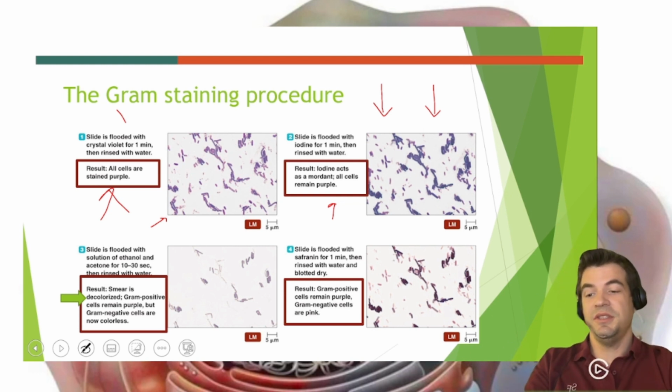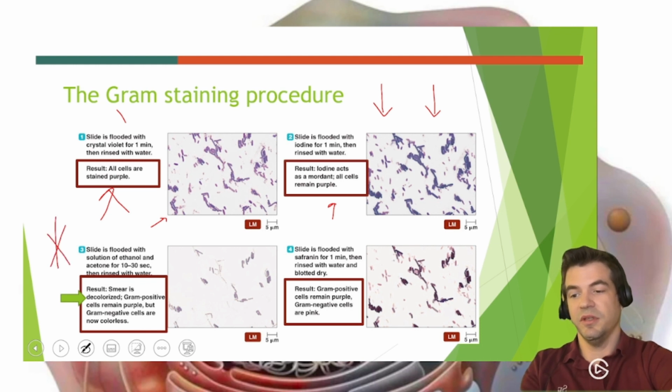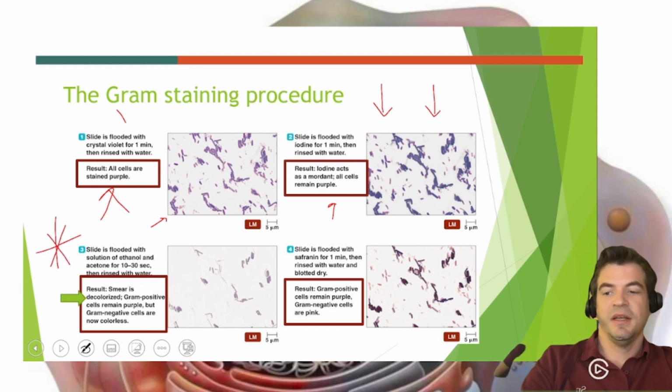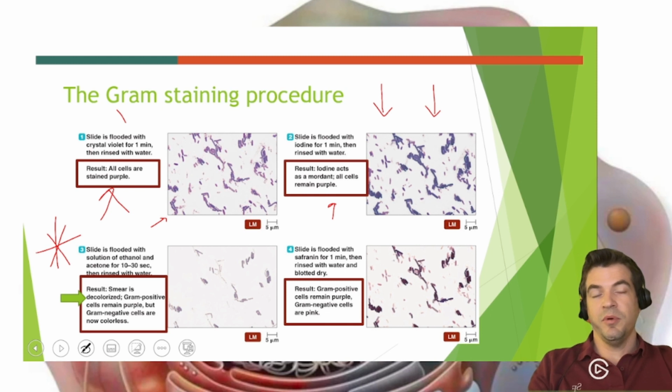All right, so this is the most important step, the decolorizer. And most important conceptually, you're going to need to know which cells were decolorized. The cells that were decolorized were the gram negative cells. They all were added to decolorizer, but the only ones that lost their color were the gram negative cells.